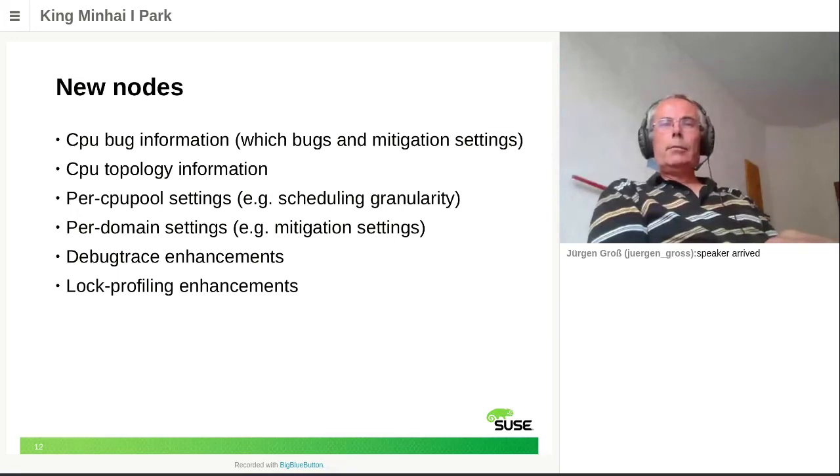I would like to add some CPU topology information, just the basic things. So how many sockets, which CPU belongs to which socket, how many threads per CPU core, and things like that. As initially told, I wanted to have per CPU pool parameters, so per CPU pool settings are on my plan to do, especially scheduling granularity, so for being able to control core scheduling on a per CPU pool basis. The hypervisor is basically ready for that. It just has to be hooked up somehow.